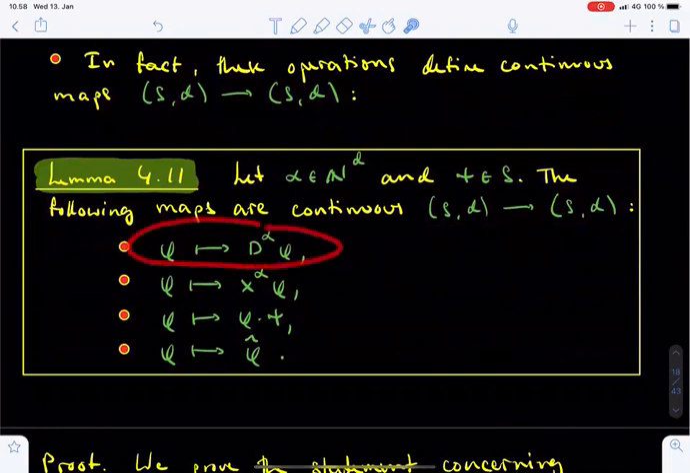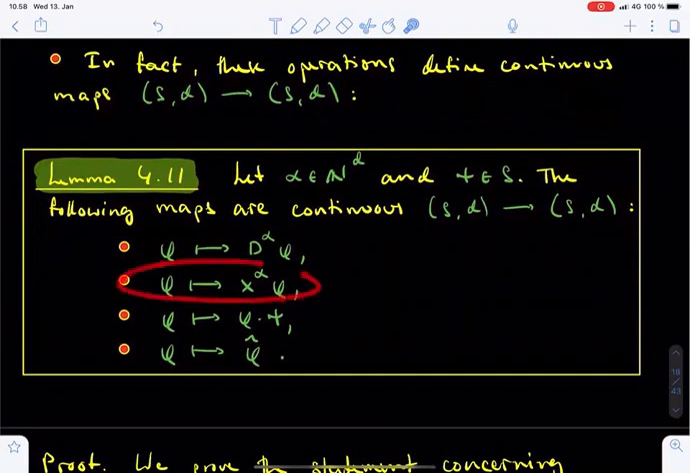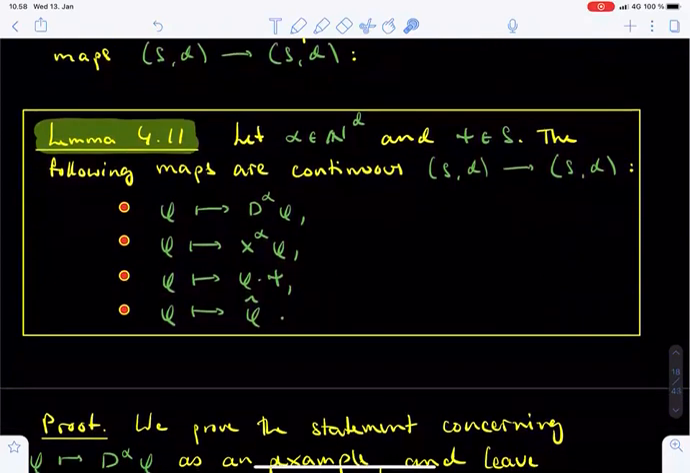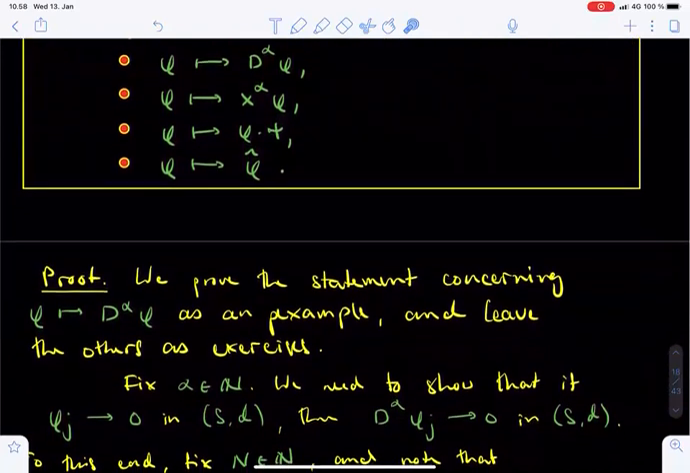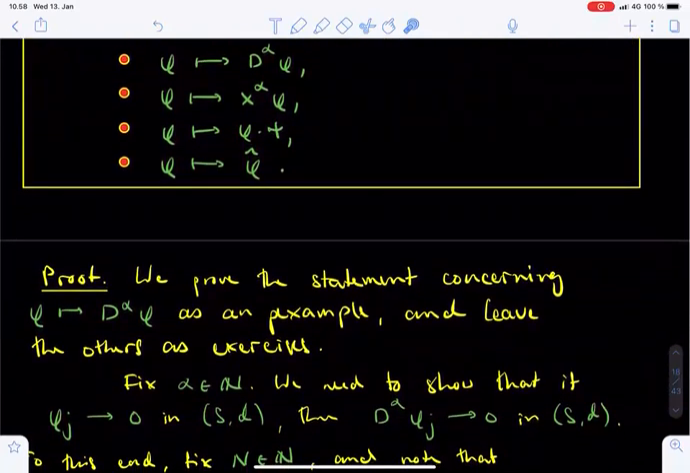First, phi maps to ∂^alpha of phi. Second, phi maps to x^alpha times phi. Third, phi maps to phi times psi. And fourth, phi maps to the Fourier transform of phi. The proof of Lemma 4.11 is a good exercise in getting acquainted with the metric d, and for this purpose we leave most of the statements as exercises.